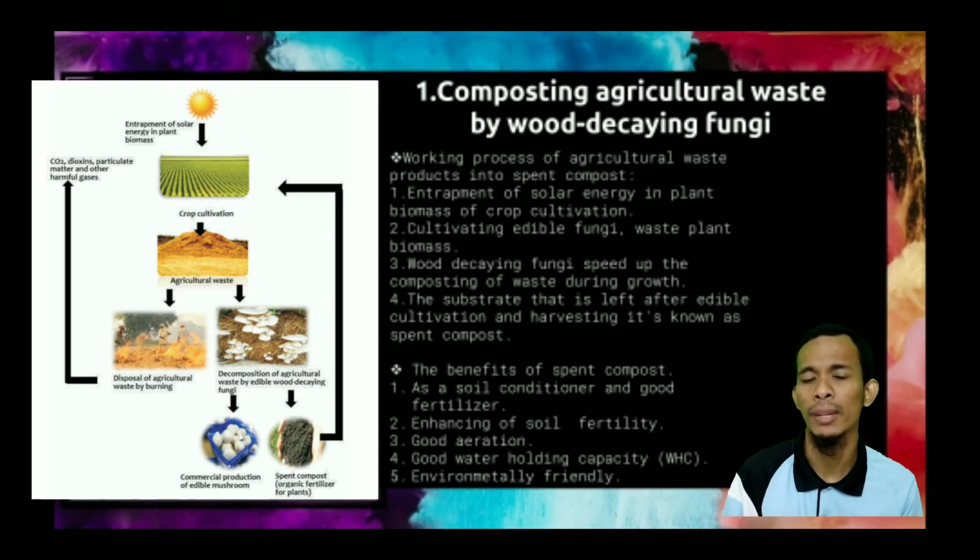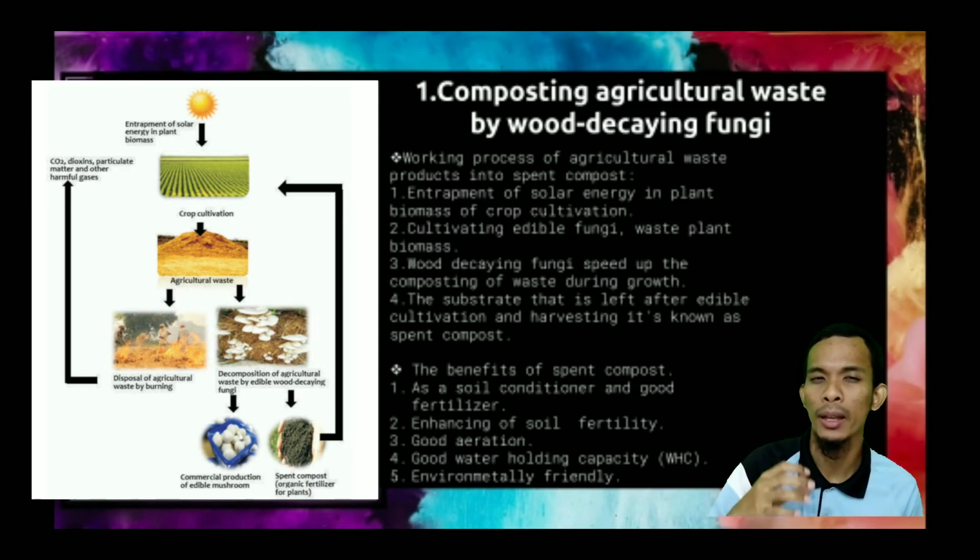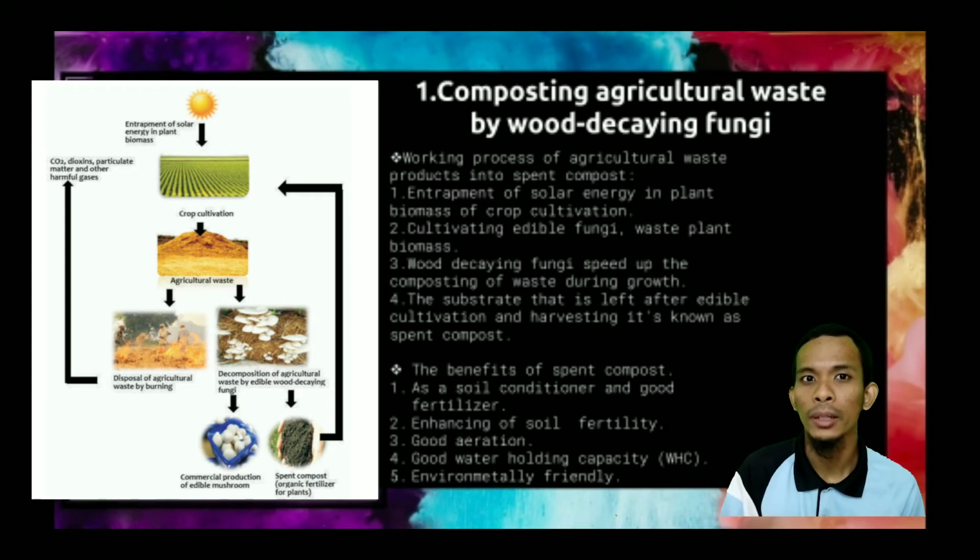Okay, I will explain. First, the process is the entrapment of solar energy in plant biomass of crop cultivation. In this case, these fungi produce a range of enzymes to degrade lignocellulosic biomass, with high economic efficiency in recycling agriculture waste. Wood decaying fungi are a group of microscopic eukaryotes that play an important role in the biogeochemical cycling of minerals on Earth.